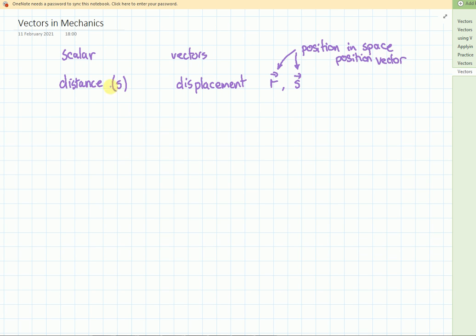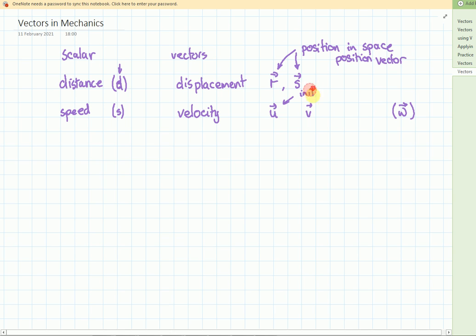When we come to speed, we talk about distance. In physics, you talk about d, you talk about speed as s. And we talk about vector velocity. And they're normally given as u and v. Sometimes we use w as well. And u is normally the initial of any phase. And what you may see, and you will see me use quite a bit, is subscripts on these.